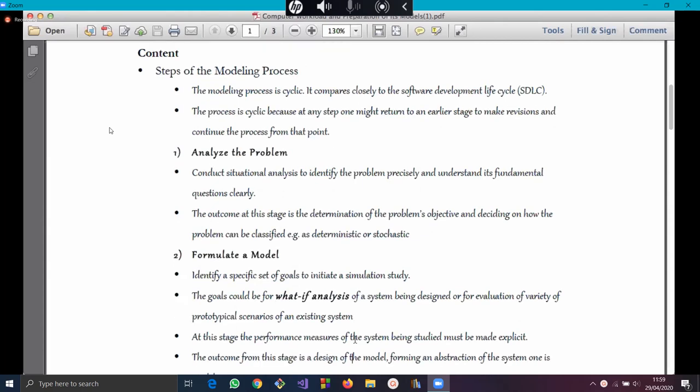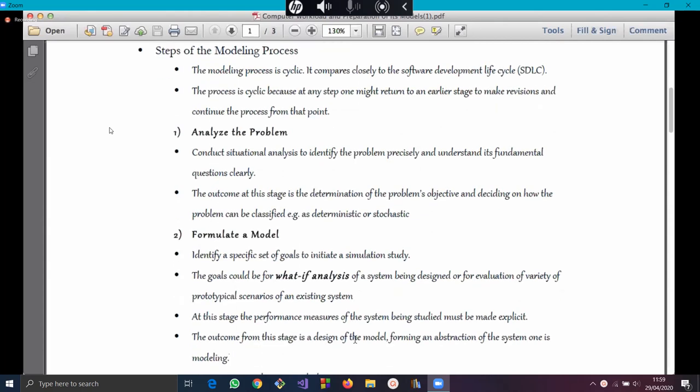Now, at this stage, therefore, the performance measures of the system being studied must be made explicit. What do we mean by performance measures? You can see, like I'm saying, heavy rain. So meaning that heavy rain, I can measure it. I ask myself, what is this heavy rain which can cause this? Then I also talked about soil carrying capacity, soil water holding capacity.